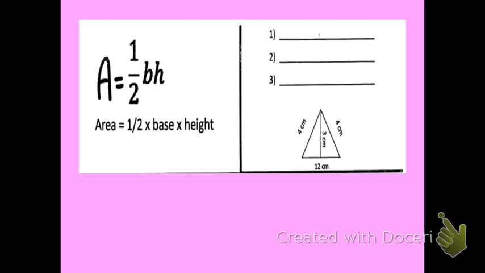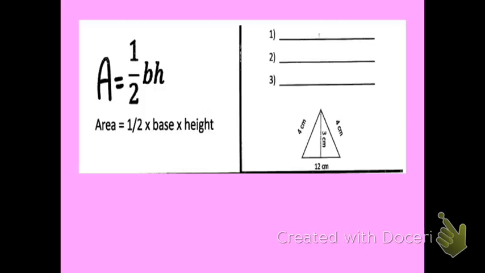The formula for a triangle is 1/2 times the base times the height. That's because it's a triangle. That's the only shape that has that formula. So it has 1/2 times the base times the height. So our steps said first thing, copy the formula.